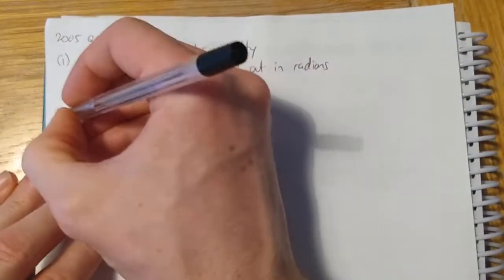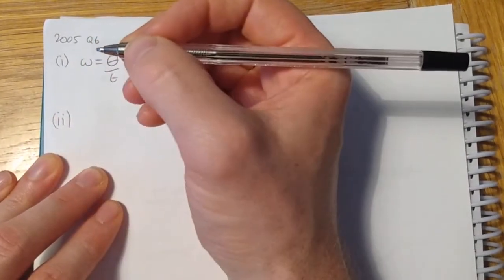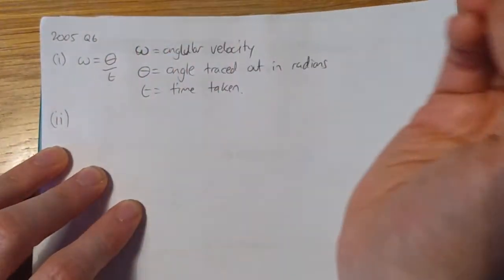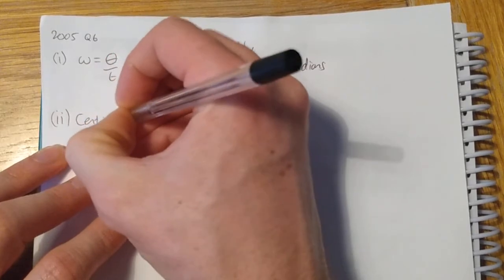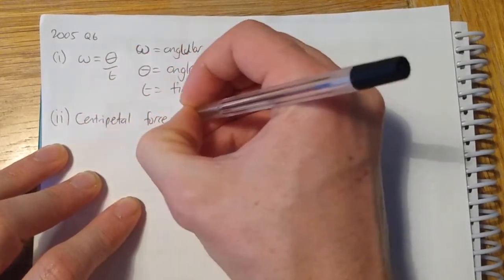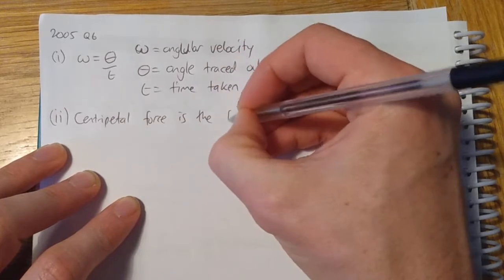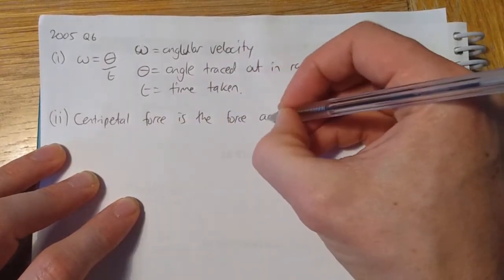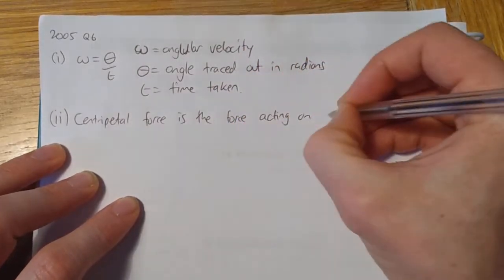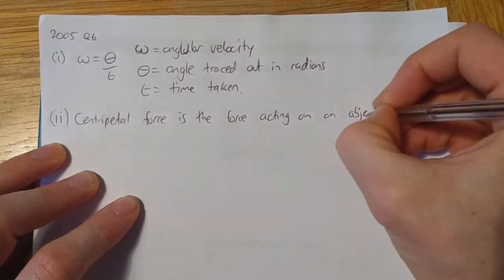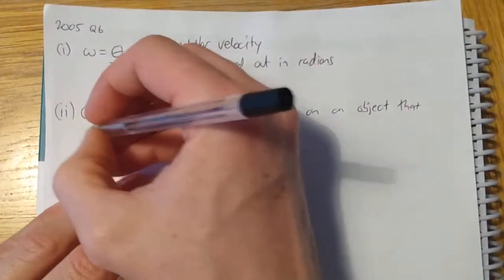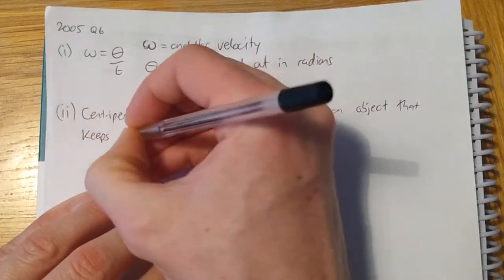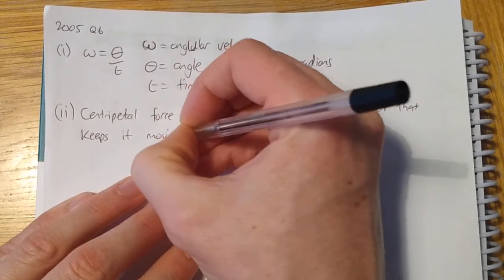The second question we're asked to do is to define centripetal force. I don't find the formula as intuitive here, so I'm just going to write the sentence. So centripetal force is the force acting on an object that keeps it moving in a circular path.